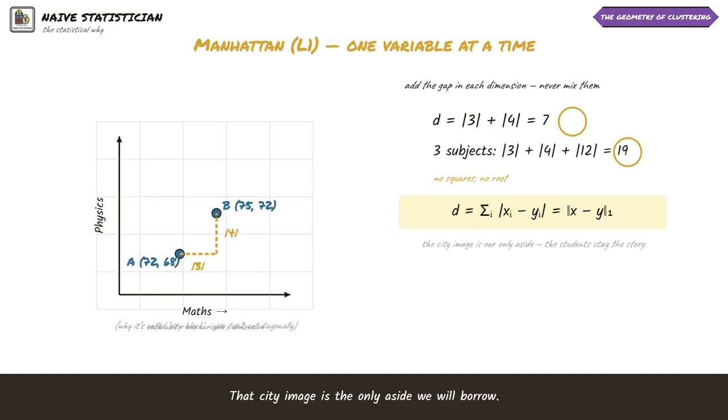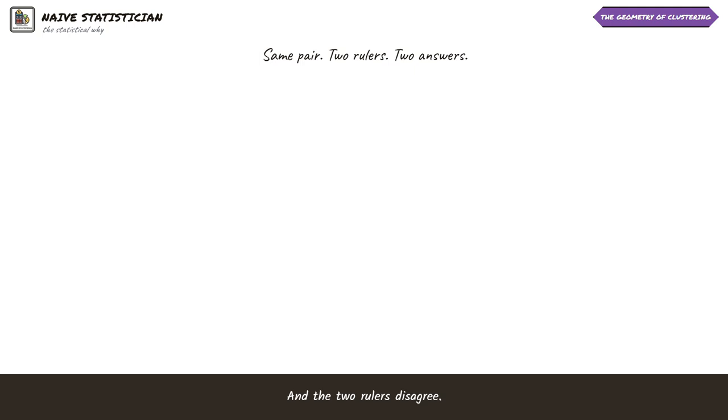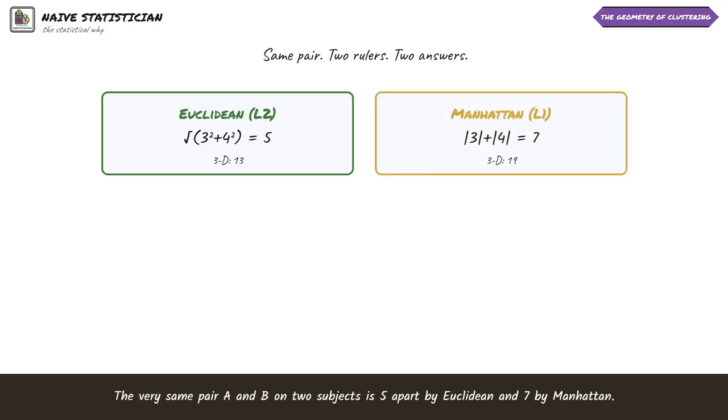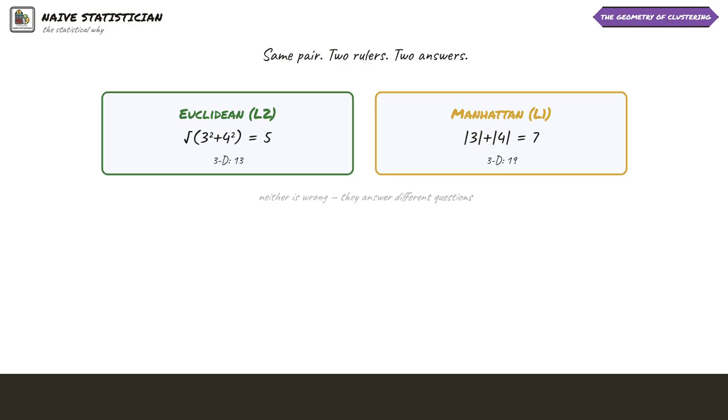That city image is the only aside we will borrow. The students stay a real story, and the two rulers disagree. The very same pair, A and B, on two subjects is 5 apart by Euclidean and 7 by Manhattan. Neither is wrong. They answer different questions.